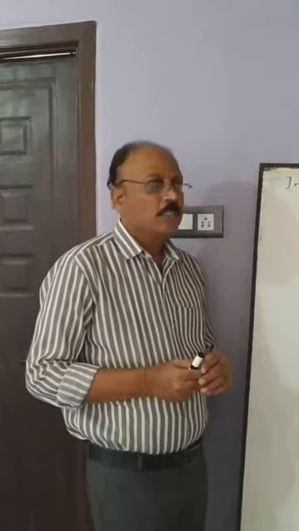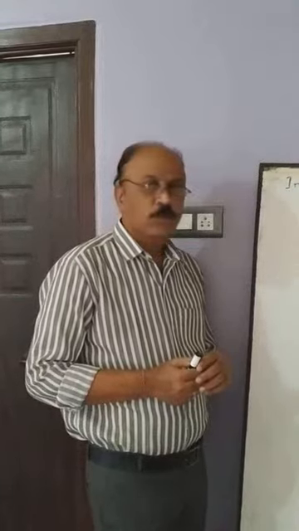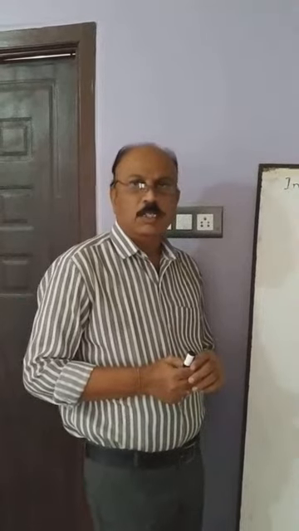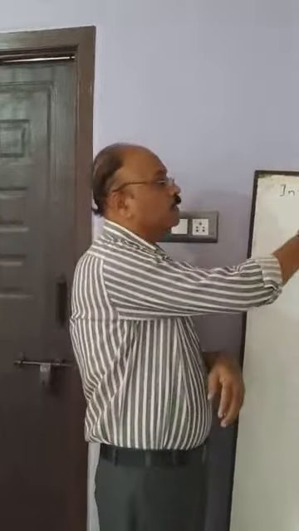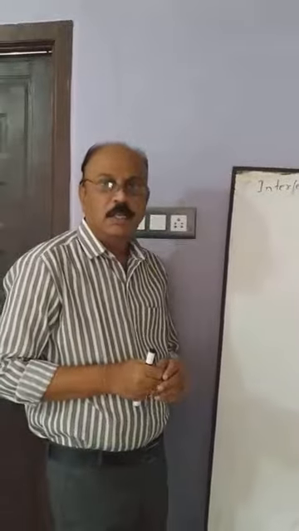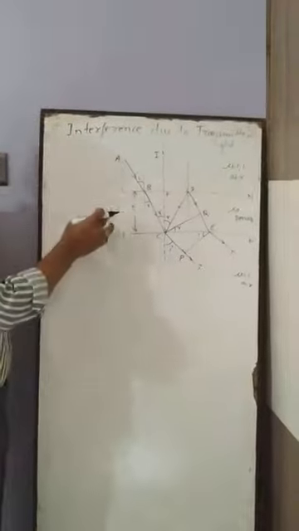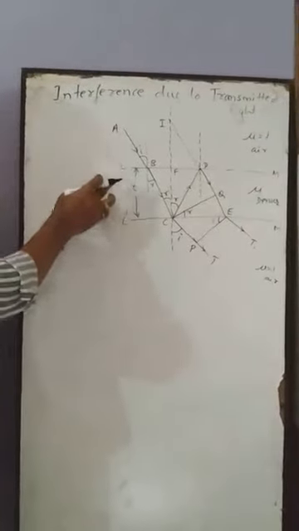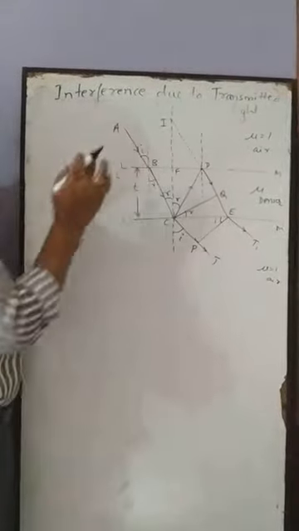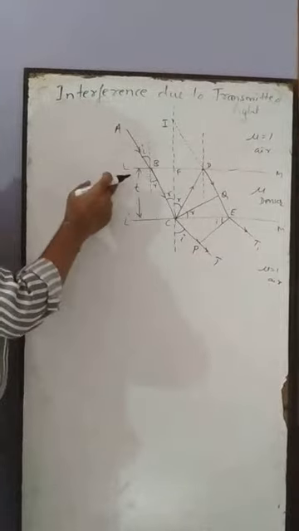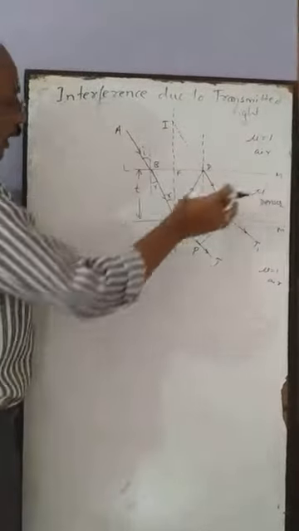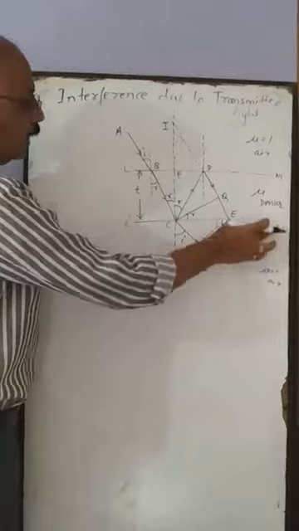In the last class, we discussed the interference due to reflected light. Today we will discuss the interference due to the transmitted light. You observe in the diagram for interference due to transmitted light that we have taken two surfaces, LM and L dash M dash.